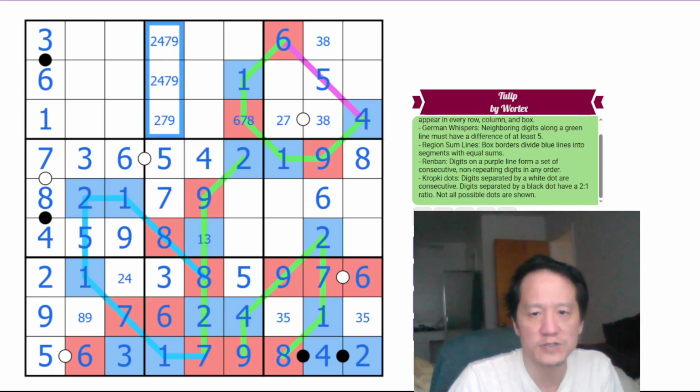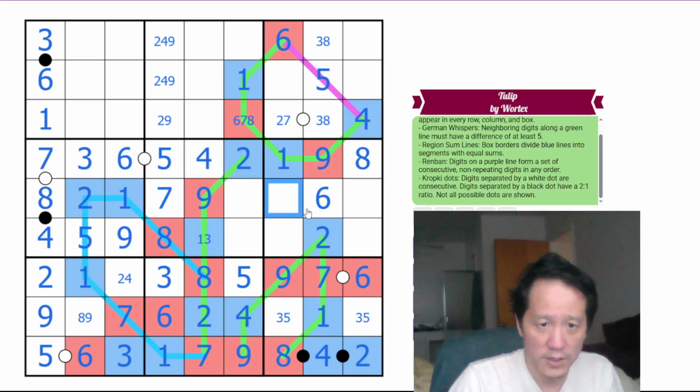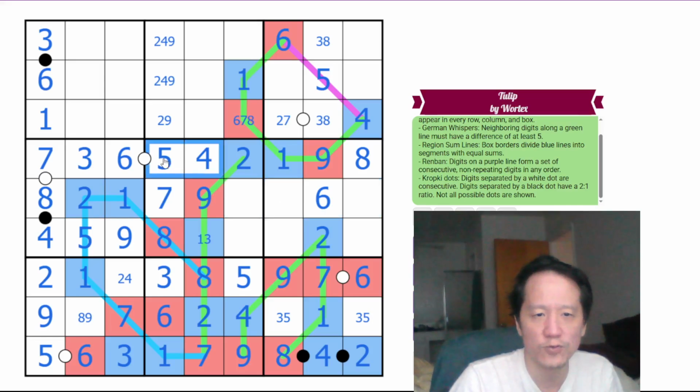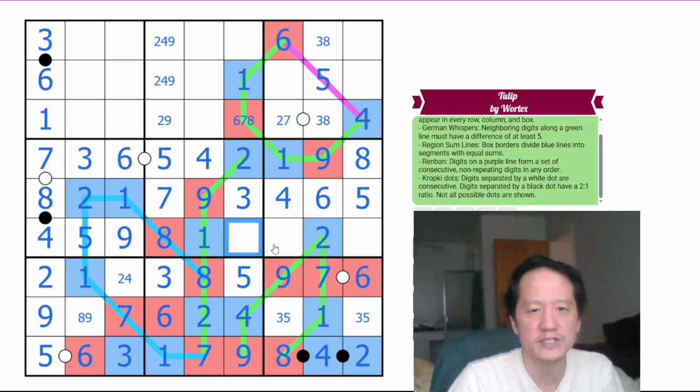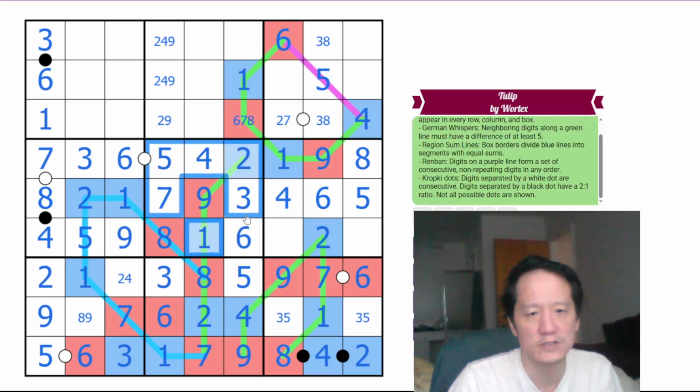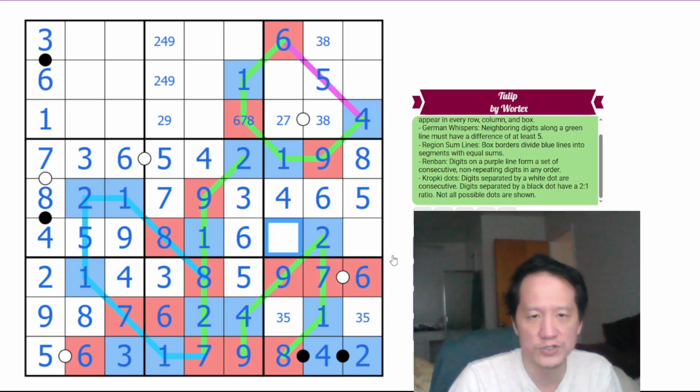So none of these can be 7. In row 5, we have 3, 4, and 5 remaining, but this can't be 4 or 5, so this must be then 3, which leaves 4 and 5 in the row 5. This can't be 4, though, because of that 4, so this is 5, which makes that a 4. This 3 makes this a 1. The only remaining digit now is 6 in that box. And this is a 2, which makes this a 4. This 9 makes this an 8. And we're just doing normal Sudoku here.